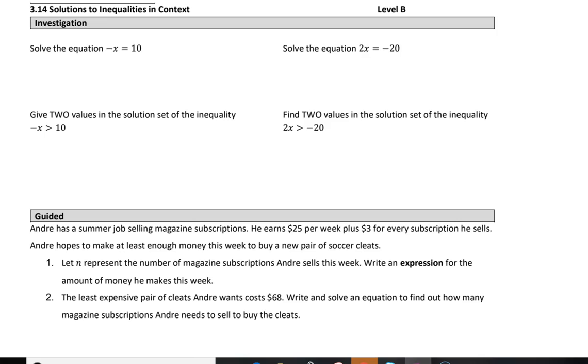Now, the way I just read that, I read it as negative x. I didn't read it as minus x because there's nothing else in front of it. That means that this operation is actually multiplication. To get rid of multiplication, we divide.